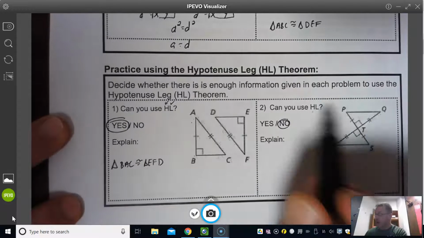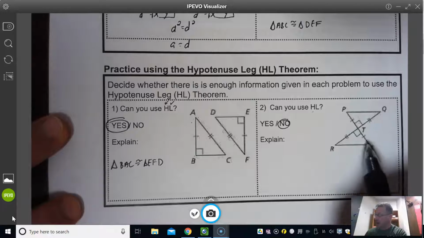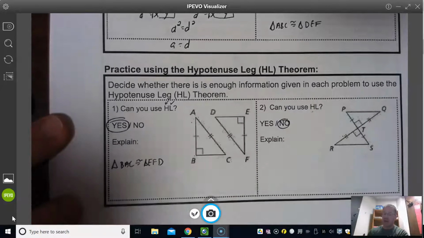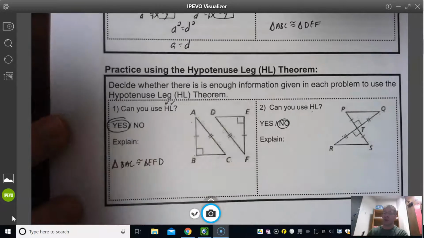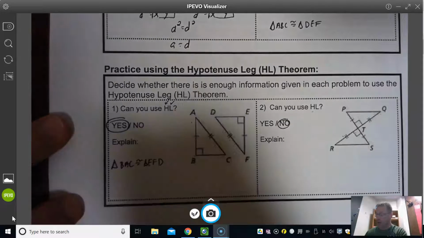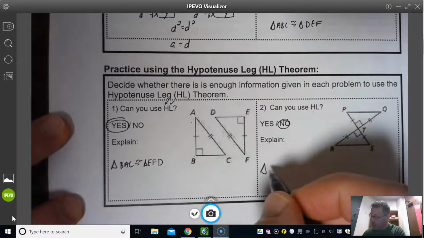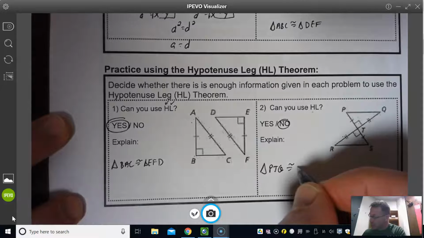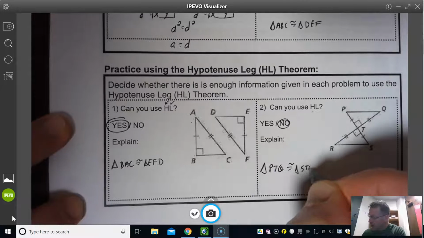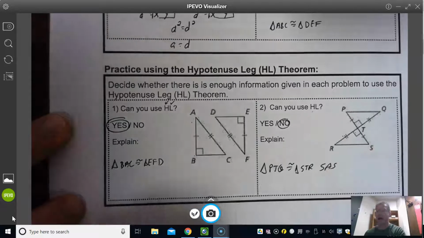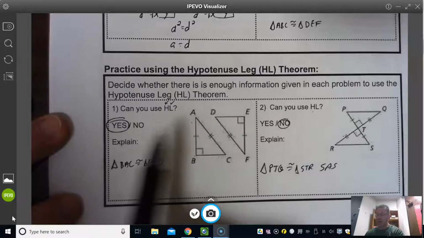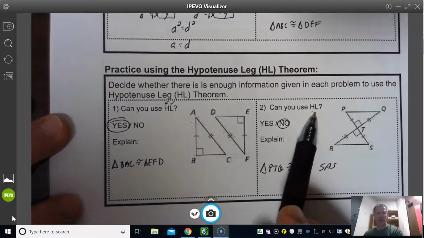Now, that doesn't mean I can't still use one of my other shortcuts, because notice, even though I can't use HL, I do have side, angle, side. So just because you can't use HL doesn't mean you may not be able to use one of your other shortcuts. So notice these triangles are still congruent. So triangle PTQ is congruent to triangle STR, but it's by side, angle, side instead of HL.